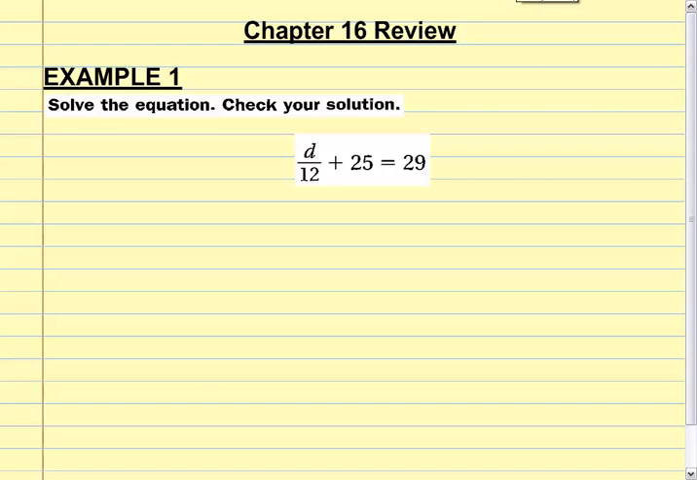Chapter 16 review. Example number 1 says, solve the equation and check your solution. Raise your hand. What do I do first here? Excellent. Aiden, thank you for volunteering. This says d over 12 plus 25 is equal to 29. What should I do first here to solve this? Multiply each side by 12.